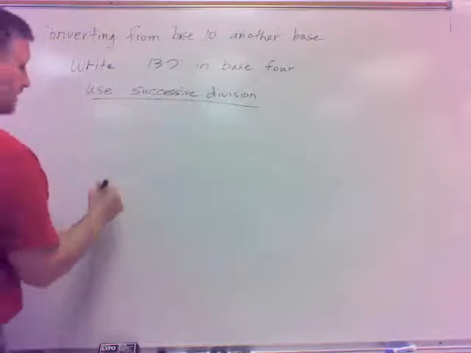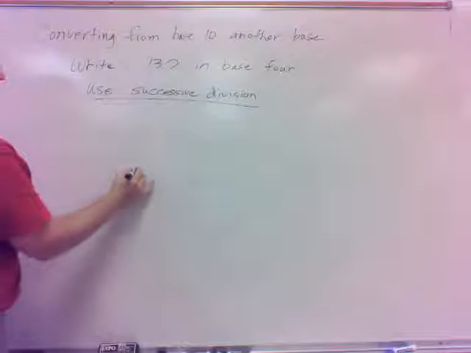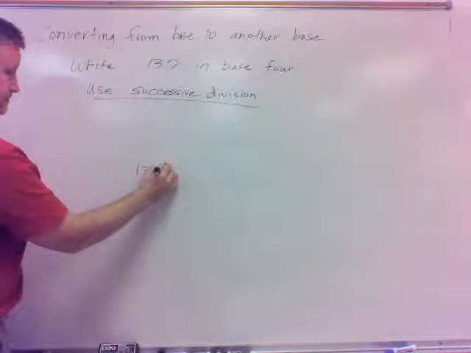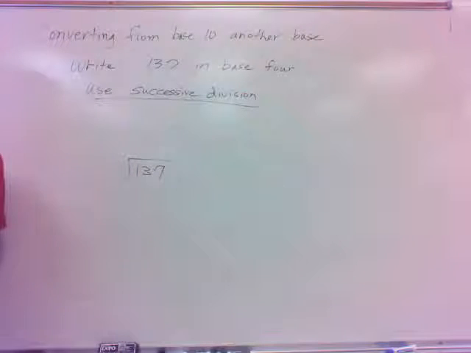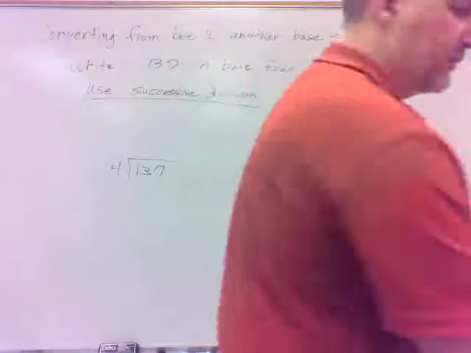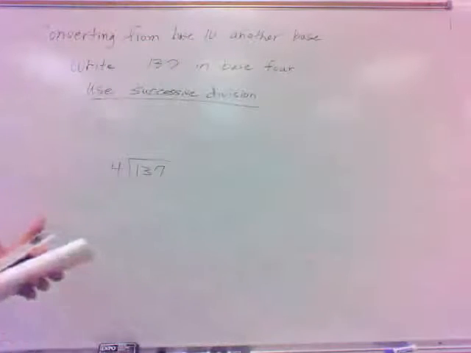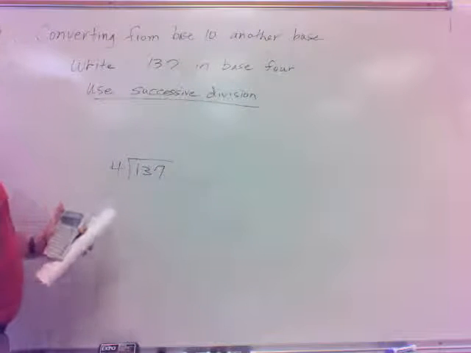Okay, so here's how it works. I like to go upward with this one. Start with 137. I'm going to divide it by the base I intend to go to, which is base 4. So I want to divide 137 by 4. Now, I want to know how many times 4 goes into it. I'm going to just use my calculator. Divide 137 by 4, I get 34.25.